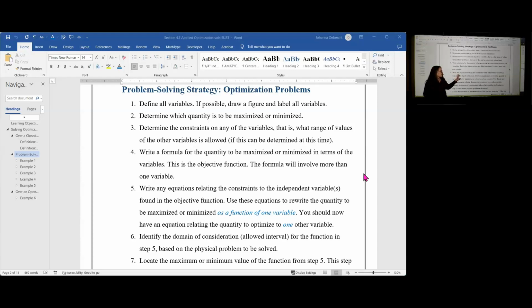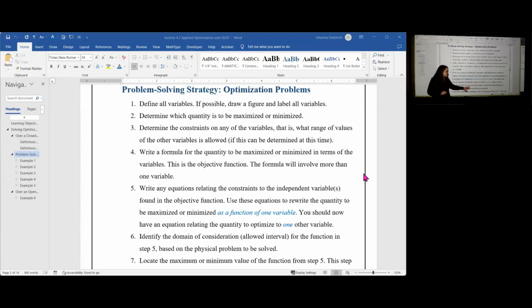In step 5, we're going to use the equations relating to the constraints. We're going to write these down, and we're going to use them to rewrite the objective function in terms of one variable only. You'll have to have some constraints that relate the variables together. In this case, we're not necessarily talking about the one we're trying to optimize. We're talking about the others. We'll get an equation that relates them, solve for one of the variables, and substitute into our objective function until the objective function is only in terms of one independent variable.